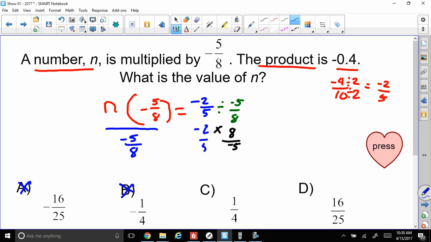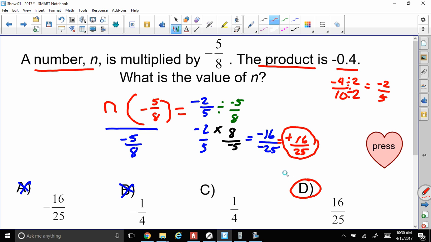So my negative 2/5 will be multiplied by 8 over negative 5. So top times top, that'll give me negative 16. Bottom times bottom, that'll give me negative 25. And when you have negatives divided by negatives, that means it's a positive. So it would be positive 16/25. And that would be our answer, which is choice letter D.